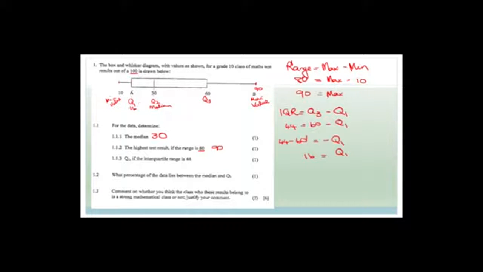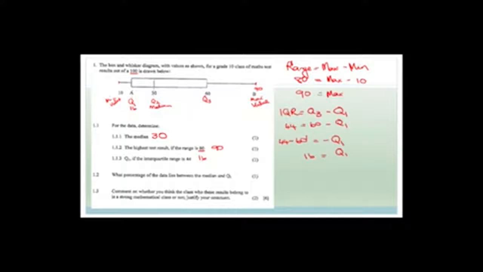So now we've got Q1 and Q3, and we've got Q2. We've got all the numbers of our five-number summary. That's awesome. So that is 16. Next, it says, what percentage of the data lies between the median and Q3?